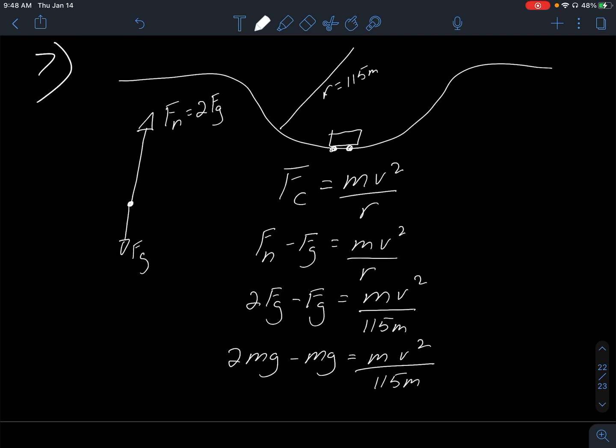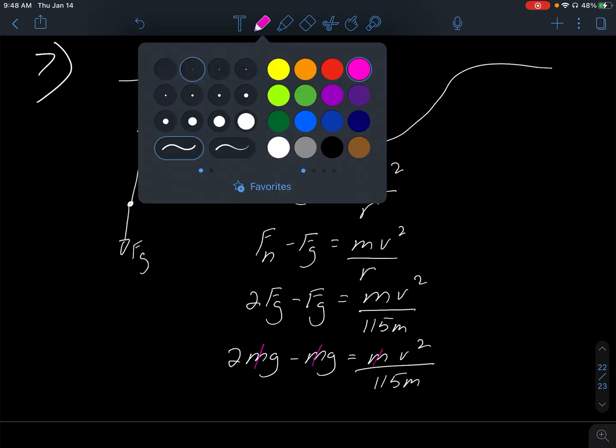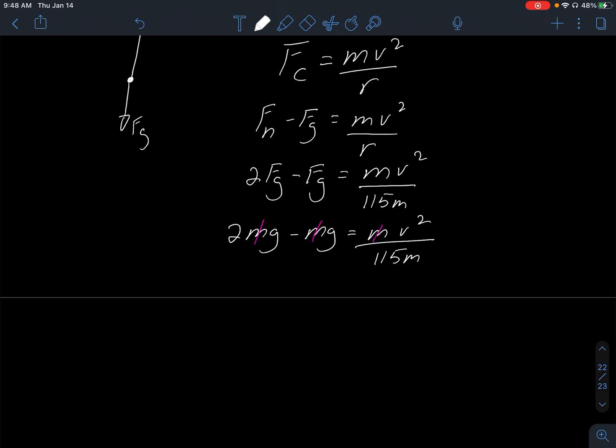And we start singing and dancing and saying everybody brought mass to our party. So mass is gone, and then we can now continue. So 2g minus g, that's simply just g, times 115, equals v squared. And I tend to, with book problems, write 9.8, just so that if you guys are using the solutions, that's what they typically do, and also use sig figs.